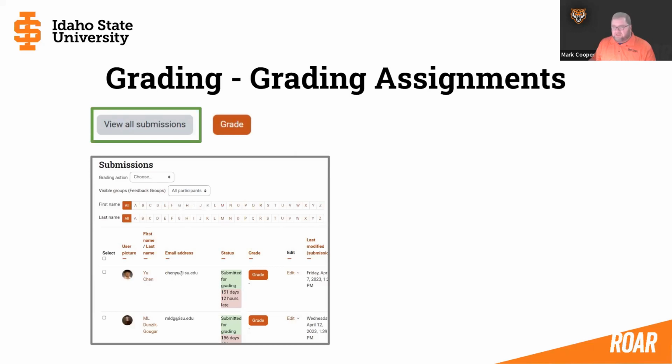You have the option to view all of the submissions, which, if you click on that, is going to provide you a comprehensive list of all the students who have submitted to the assignment, where you can then go in and access the grade. Or you can select the other option, which is the orange button, to grade an individual.